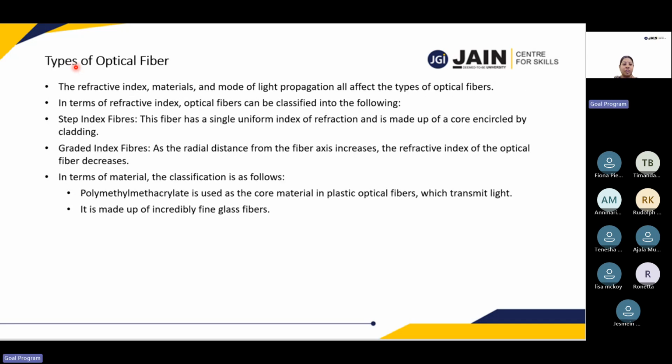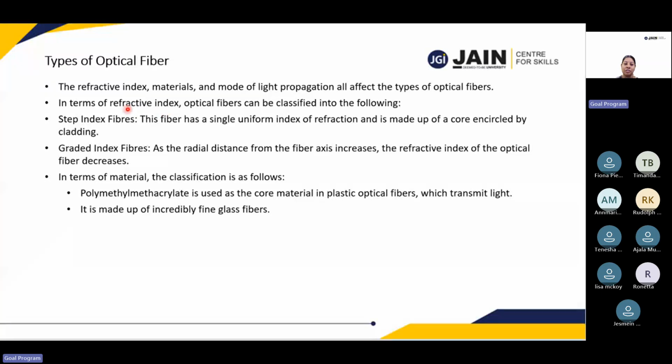Types of fiber optic cable: the refractive index, materials, and mode of light propagation all affect the types of fiber optic cable. So the refractive index is a different factor in the fiber optics cable. The refractive index, materials, and the mode of light which you are propagating are going to affect the types of optical fibers. In terms of refractive index, how?